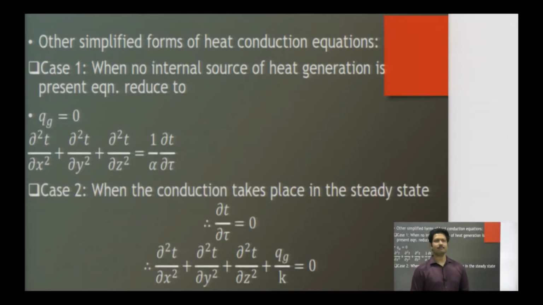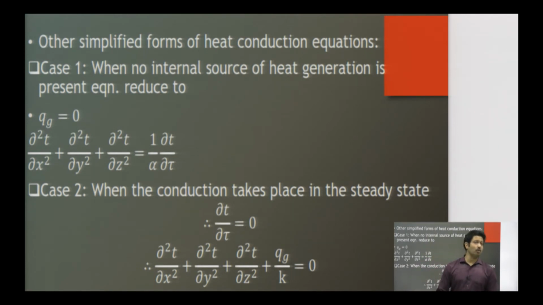Now the other simplified forms of the heat conduction equation. Case 1, when no internal source of heat generation is present. Internal heat generation was qg, so qg turns out to be 0 because there is no internal heat source. The equation reduces to del square T by del x square plus del square T by del y square plus del square T by del z square equals 1 by alpha del T by del t.